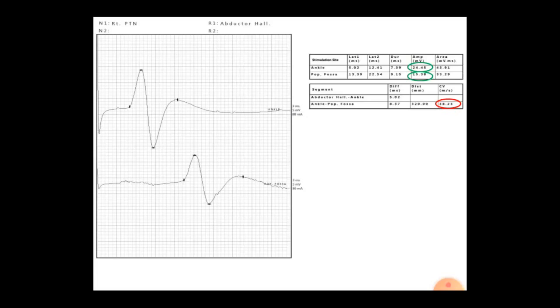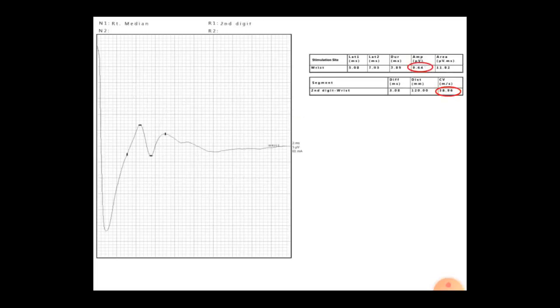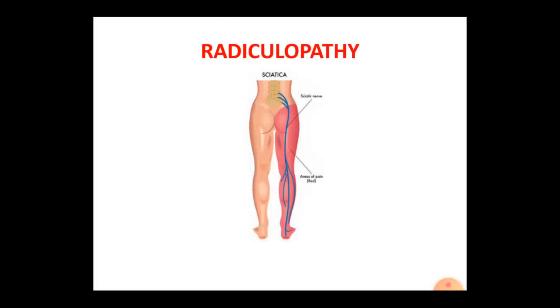Let us see for other nerve. So you can see that right median nerve, so amplitude is also reduced and velocity is also reduced. So this is nothing but amplitude reduction, it is suggestive of axonal degeneration or axonal loss, and velocity reduction is suggestive of demyelination. So it is suggestive of axonal degenerative and demyelinating type of neuropathy.